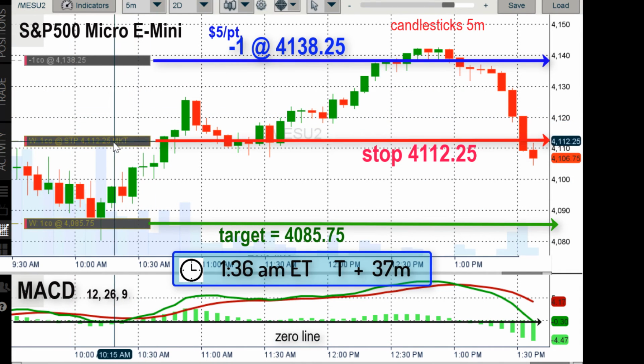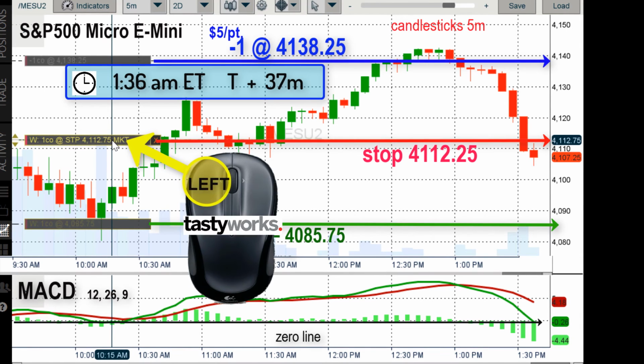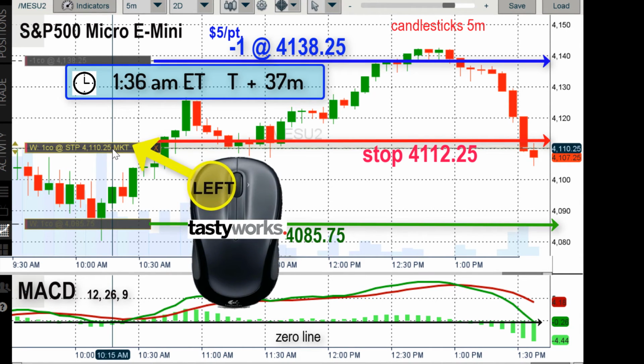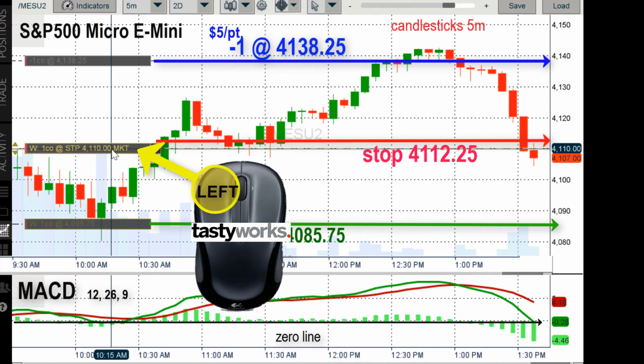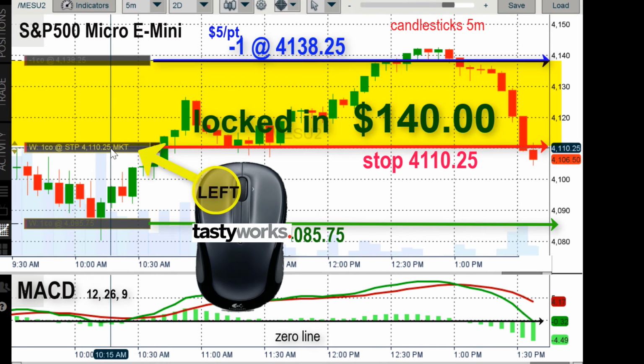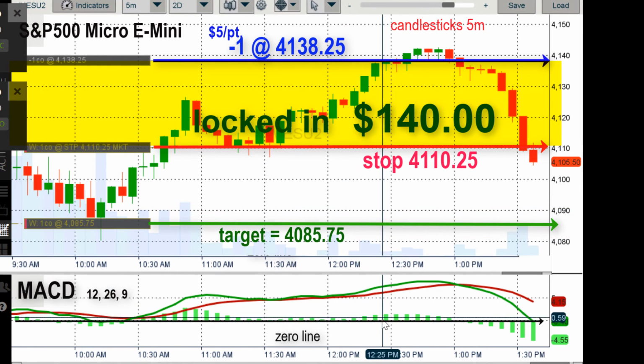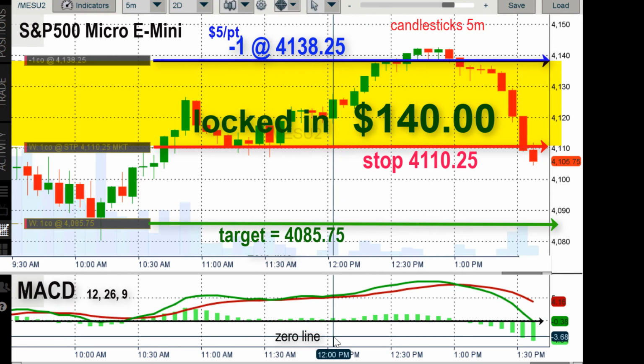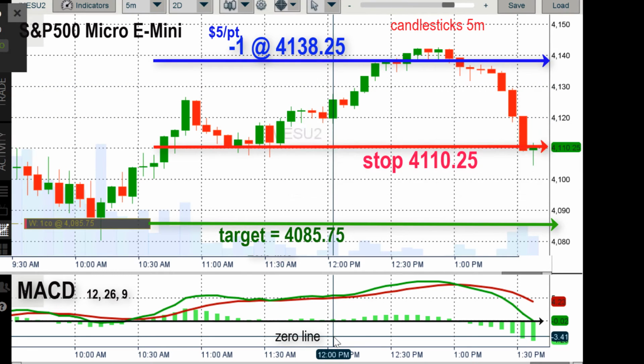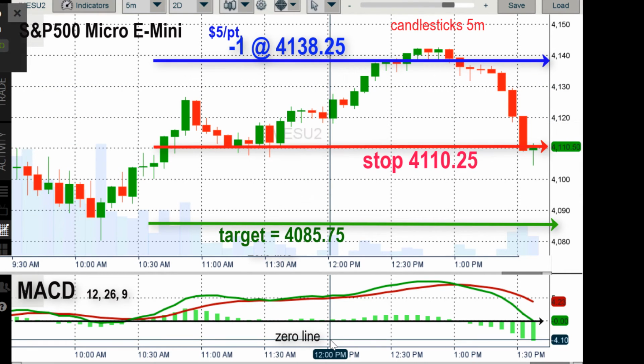Trading at 41.05, that's $166.25 of unrealized gains. 1:36 is the time. We've been in this trade for 37 minutes. I get the mouse, and this time I'm going to stop it at 41.10.25. At 41.10.25, I've locked in a profit of $140, and about a minute later, I was stopped out.